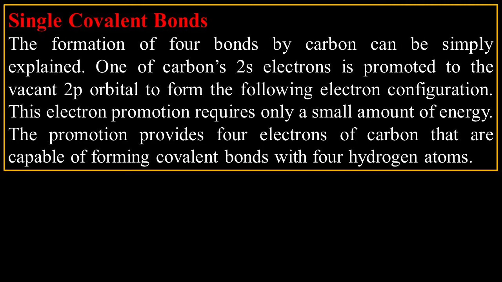The formation of 4 bonds by carbon can be simply explained. One of carbon's 2s electrons is promoted to the vacant 2p orbital to form the following electron configuration. This electron promotion requires only a small amount of energy. The promotion provides 4 electrons of carbon that are capable of forming covalent bonds with 4 hydrogen atoms.